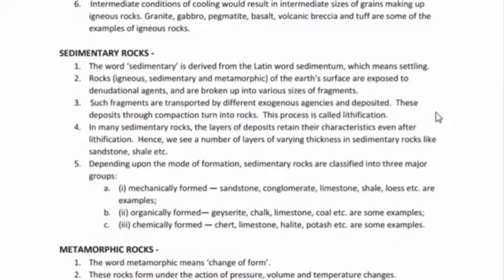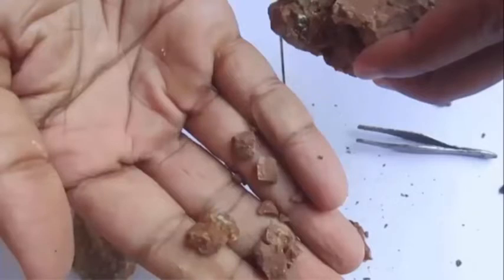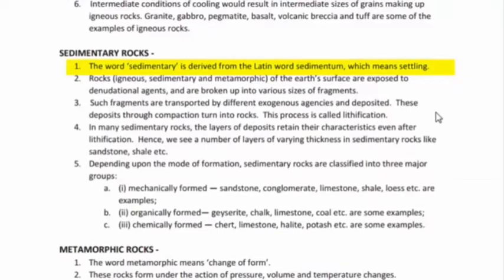Now we move on to the second type, sedimentary rocks. The word sedimentary is derived from the Latin word sedimentum, which means settling. First of all, sedimentary rocks can be easily broken down into tiny sediments of mud and soil debris. They also have the tendency to settle down in the Earth's surface easily.